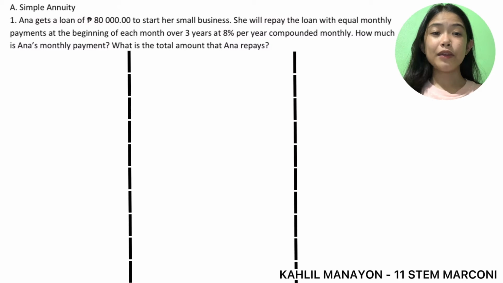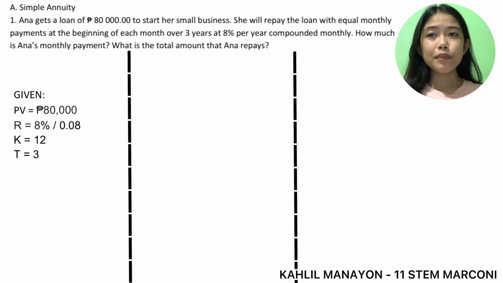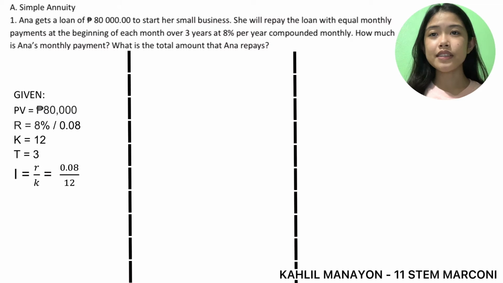Problem number 1, simple annuity. The givens: present value is 80,000 pesos. Rate is 8%, converted to decimal, 0.08. K, the number of conversion periods in a year, is 12. Time, or T, is 3 years. I, or interest, is R over K, which is 0.08 over 12. N is equal to T multiplied by K. 3 times 12 equals 36.